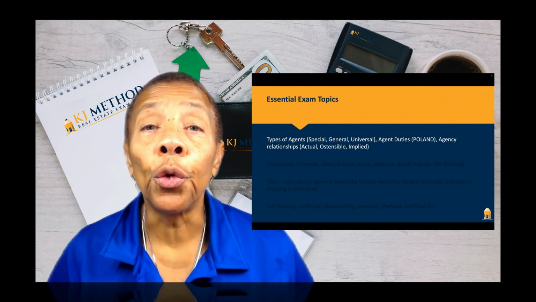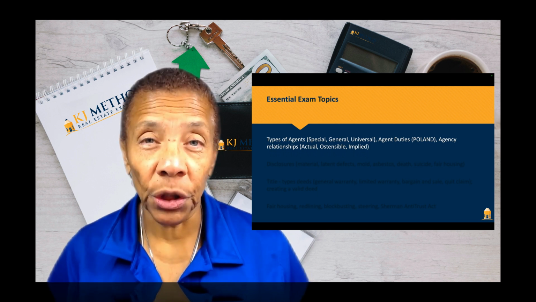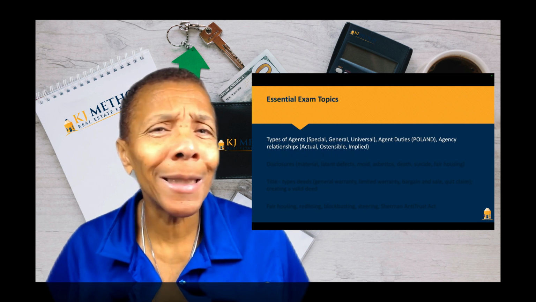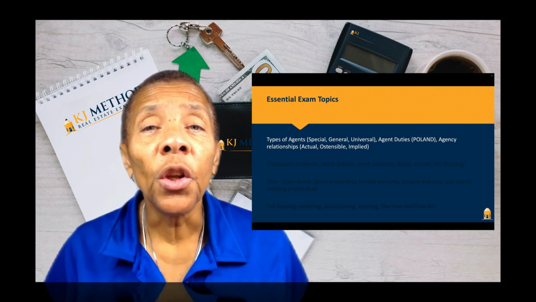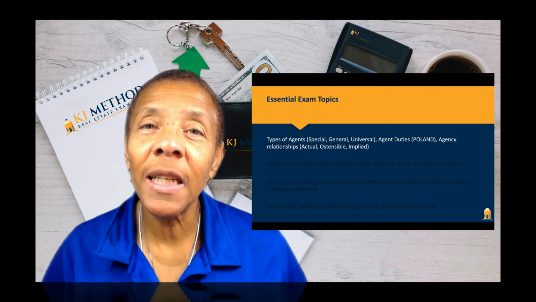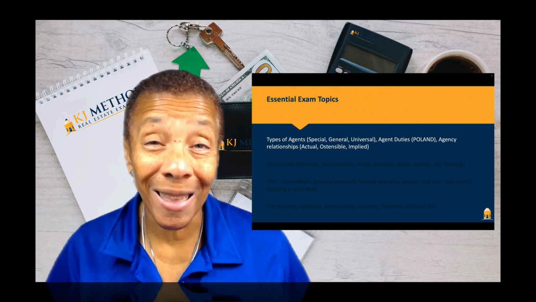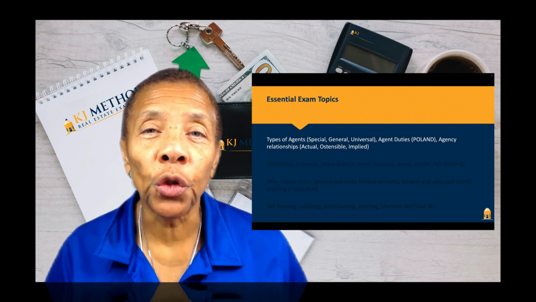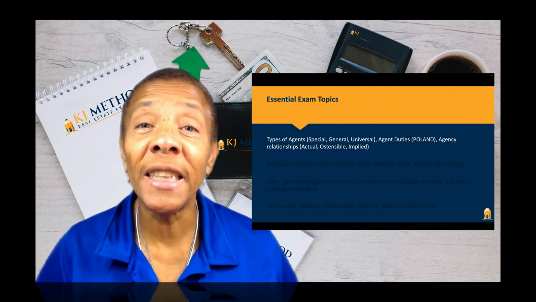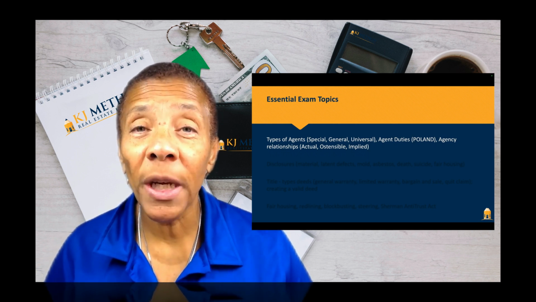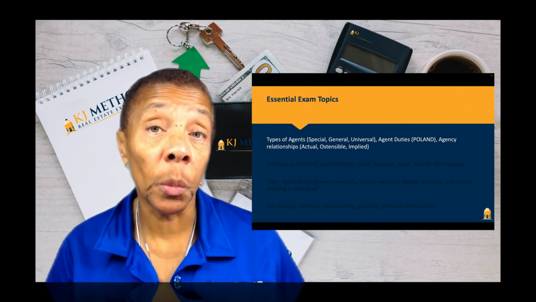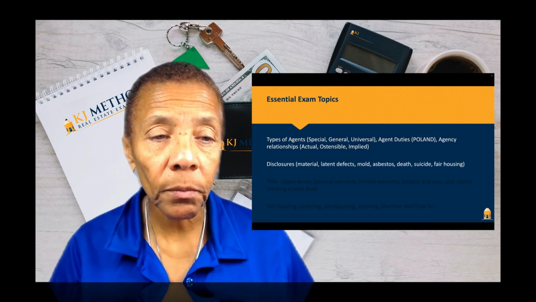Also, how do you create an agency relationship? Don't forget, the presence or absence of compensation has nothing to do with whether or not you have created an agency. You have to have either actual agency, implied agency, or ostensible agency in order to create that agency. And then once you create it, are you a special agent, a general agent, or a universal agent? And then what are your duties to each other? What are the agent's duties to the principal? What are the principal's duties to the agent?